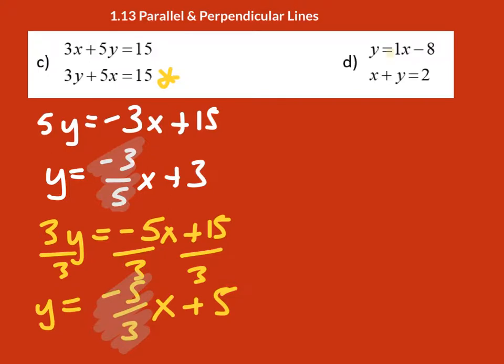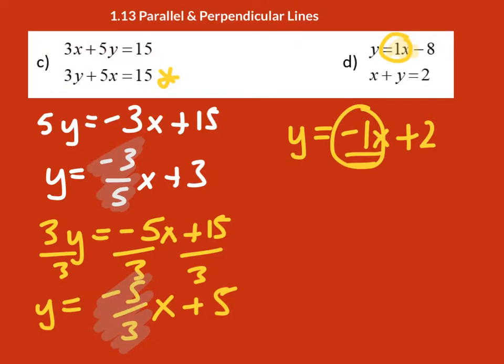In the second example, I do already have one slope, so let's go find the other slope. Let's move the x to the other side. It becomes negative, and there I have this slope. So one slope is 1, the other one is negative 1. Those are negative reciprocals. This is a perpendicular relationship.